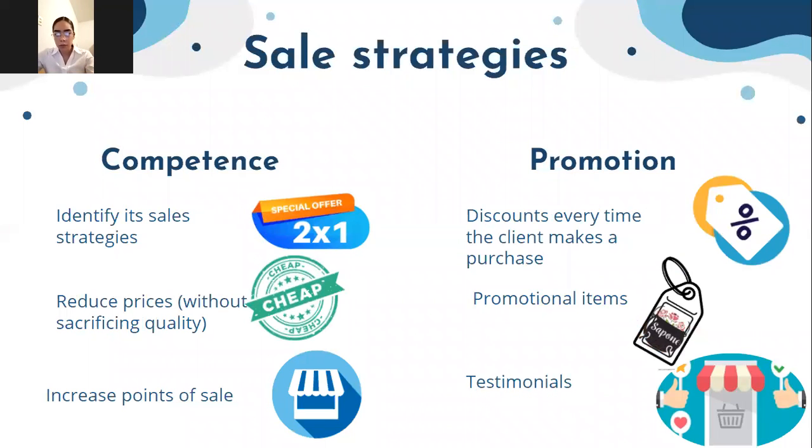Also, for the competition, we need to identify each sale, for example, 2-for-1. Also, reduce prices without sacrificing quality, and increase points of sale in different stores. And finally, the promotion. In this case, for example, discounts every time the client makes a purchase. Also, promotional items, for example, a keychain, and testimonials in social media.